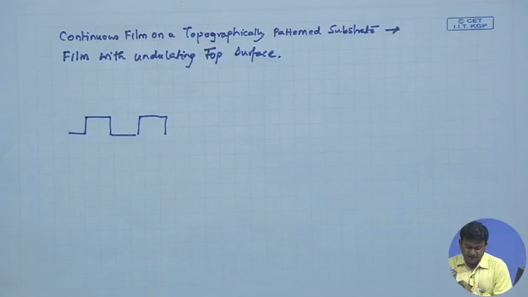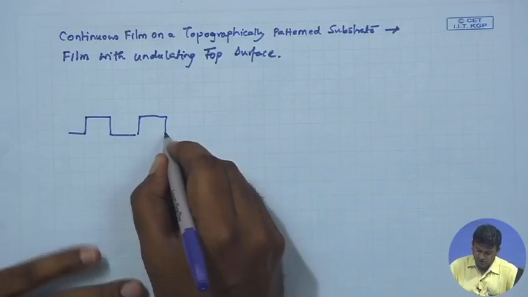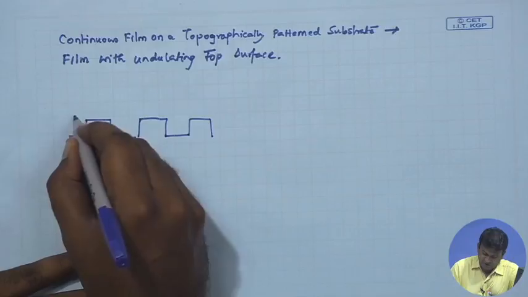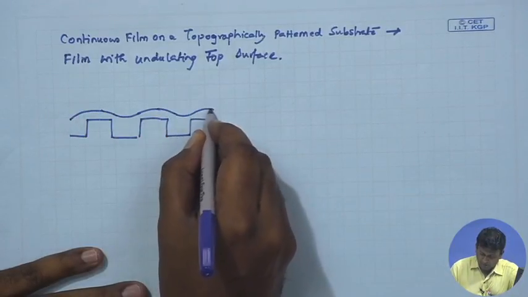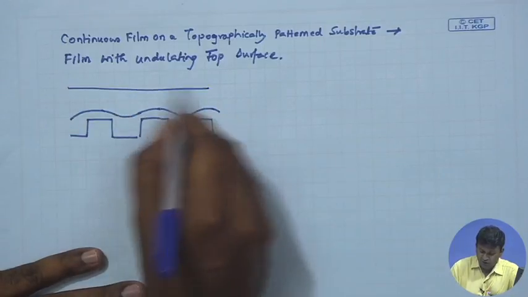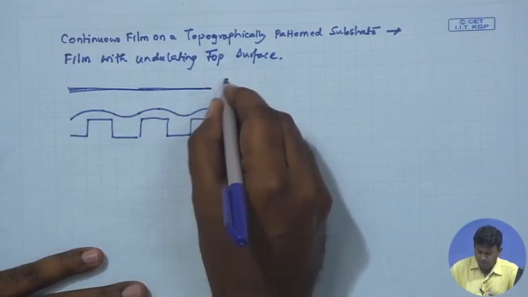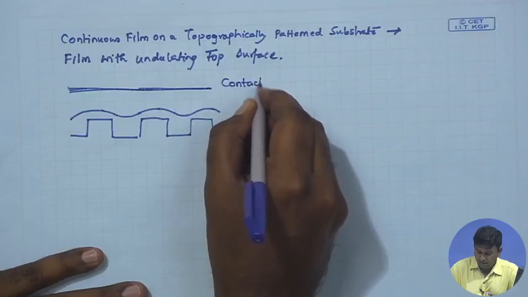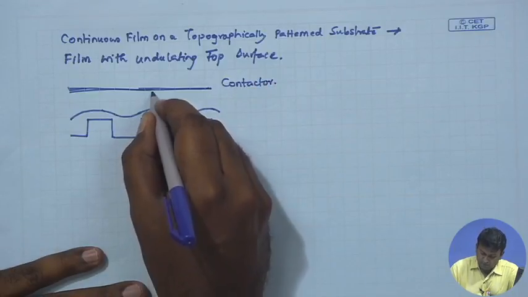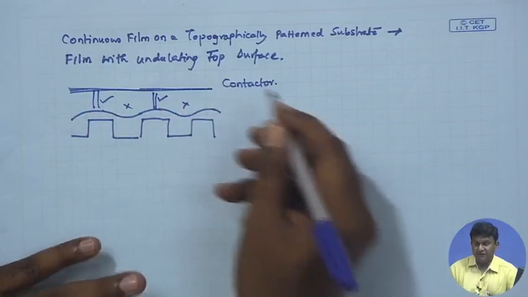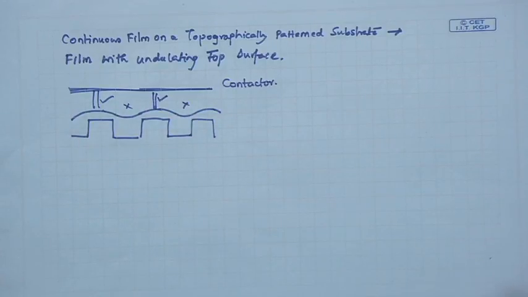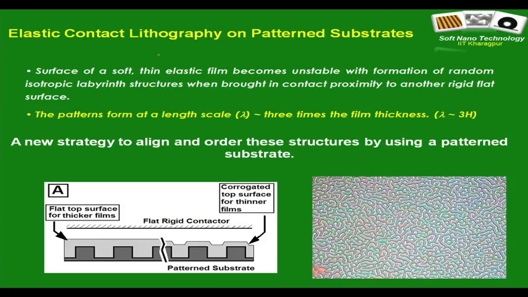So, what happens is this. You have a topographically patterned substrate, and on that you have a film, and there are undulations. If you now bring in a contactor from the top, the interaction is favored in these areas as compared to other areas, and therefore, you get the spatial variation that is essential to impose order on this type of a completely isotropic structure.